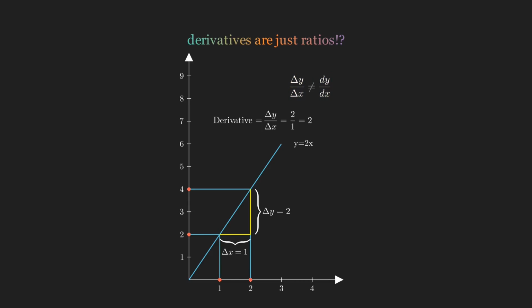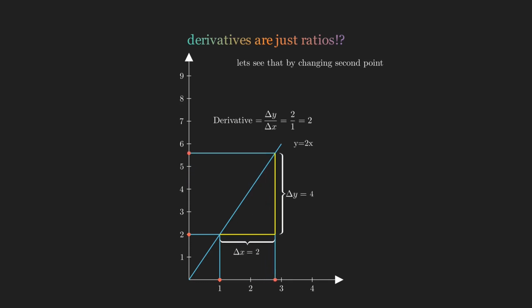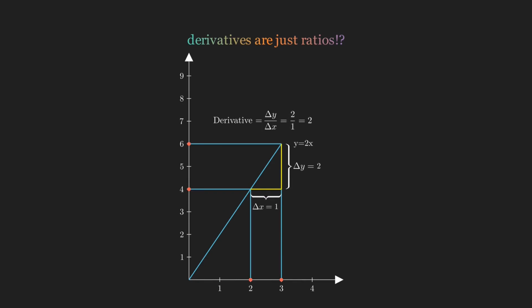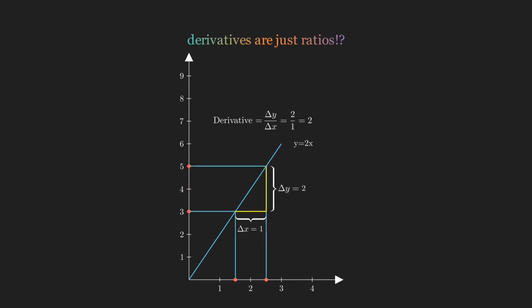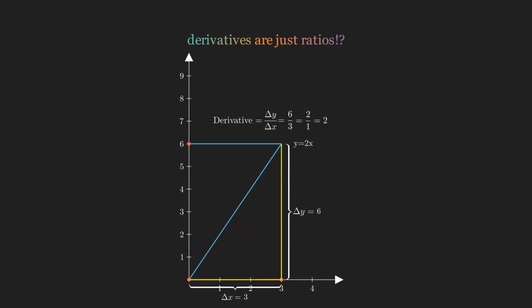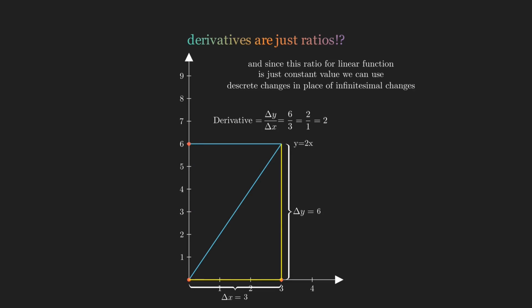And yes, you will be right, they are not the same, but for linear functions, no matter how small or big steps you take, the ratio of change in y to the change in x is the same. Well, let's verify by changing the second point. At all points, no matter how big or small the change in x is, the change in y is fixed in comparison to the change in x. Thus, we get a constant value when we take the ratio of delta y over delta x. And since this ratio for a linear function is just a constant value, we can use discrete changes in place of infinitesimally small changes.